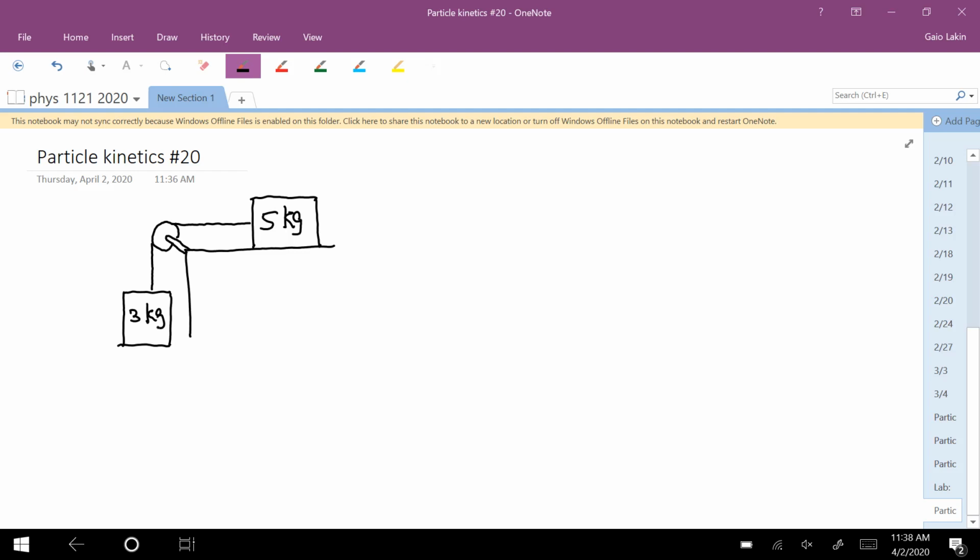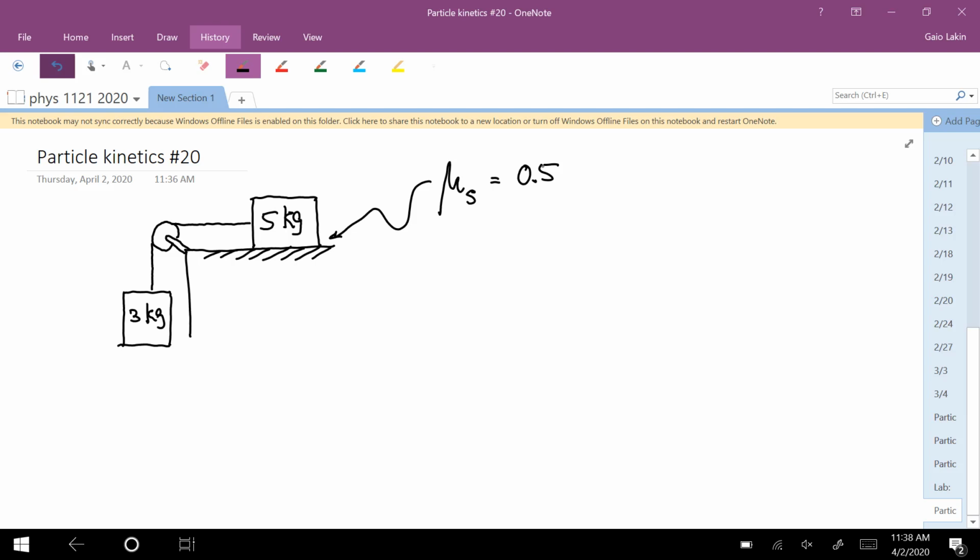The coefficient of static friction between the 5 kilogram box and the ground, mu sub s, is 0.5. And it says the boxes are at rest, and it asks whether this 3 kilogram box is going to make the 5 kilogram box start sliding.